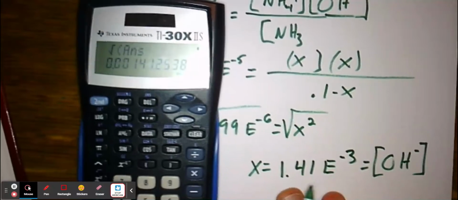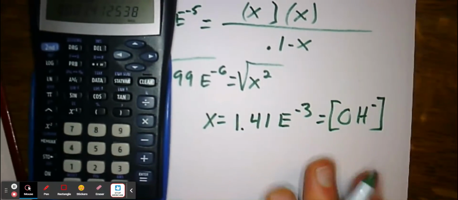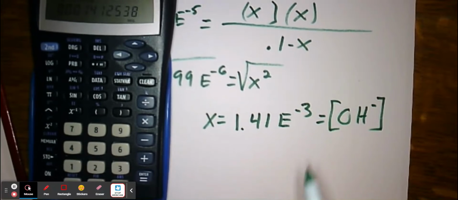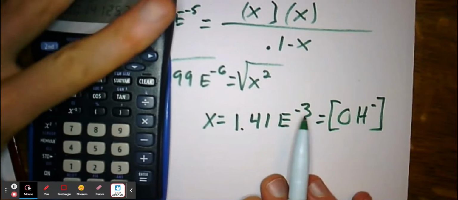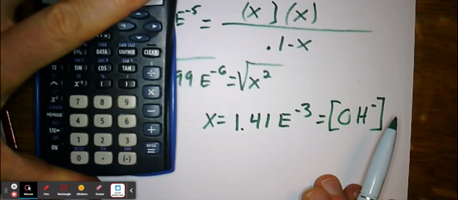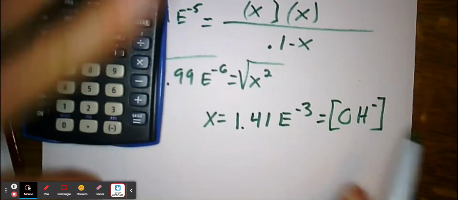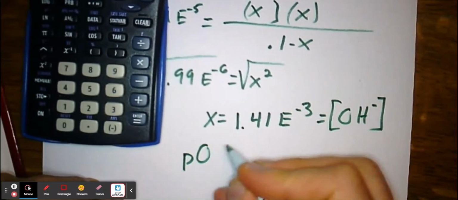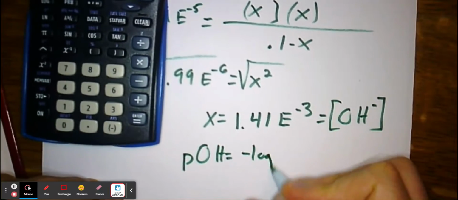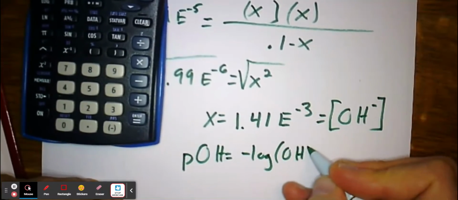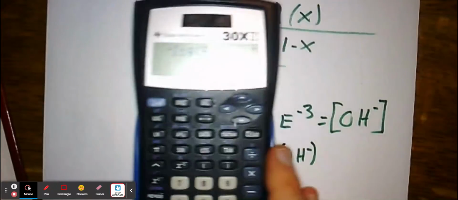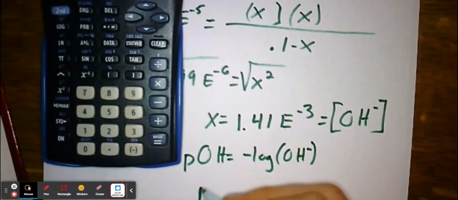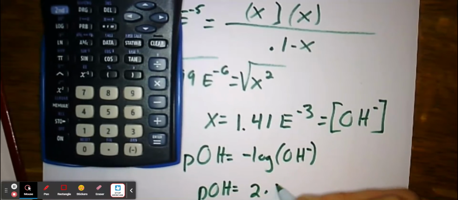That was one of the things I needed to know, but I want to know the pH. Now you have a couple options. I can turn this using Kw into the concentration of hydronium, or I can take the pOH and do it that way. I'm going to do the pOH. The pOH is equal to the negative log of the concentration of OH negative. So the negative log of my answer, I get 2.85. So my pOH is equal to 2.85.